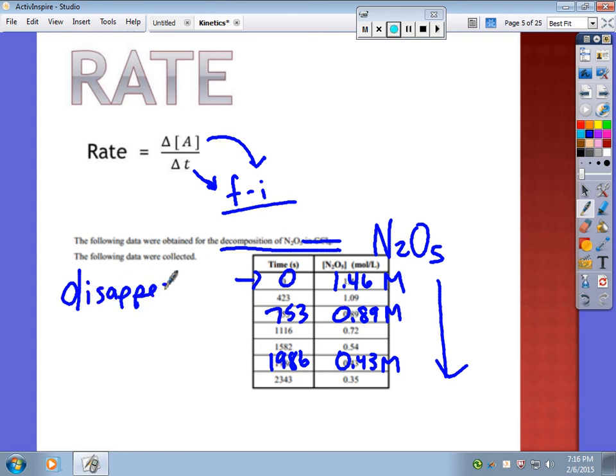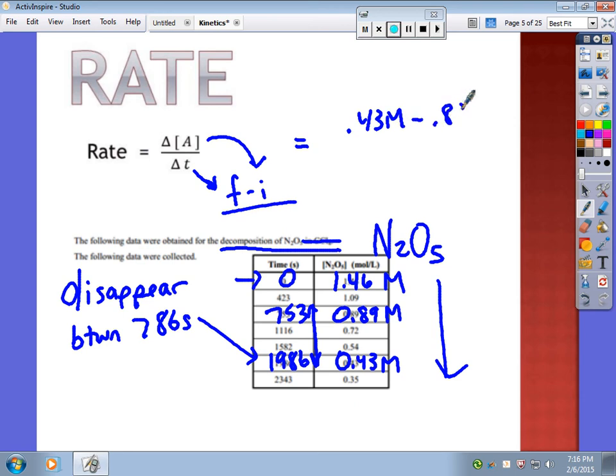So if it's disappearing, I want you to find the rate of disappearance between 753 seconds and 1986 seconds. What's happening between these two times? Not between any other times, but between those two times. Well, how would you do it? You'd follow this equation, okay? And you would take the change in concentration, which is final minus initial, remember? 0.43 molar minus 0.89 molar over 1986 minus 753, and that's seconds.